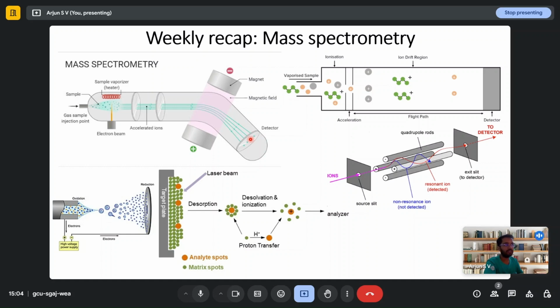So in the lectures, we saw two main components of a mass spectrometry system. One was the ionization system. In ionization methods, you saw two techniques especially, named electrospray ionization and MALDI.